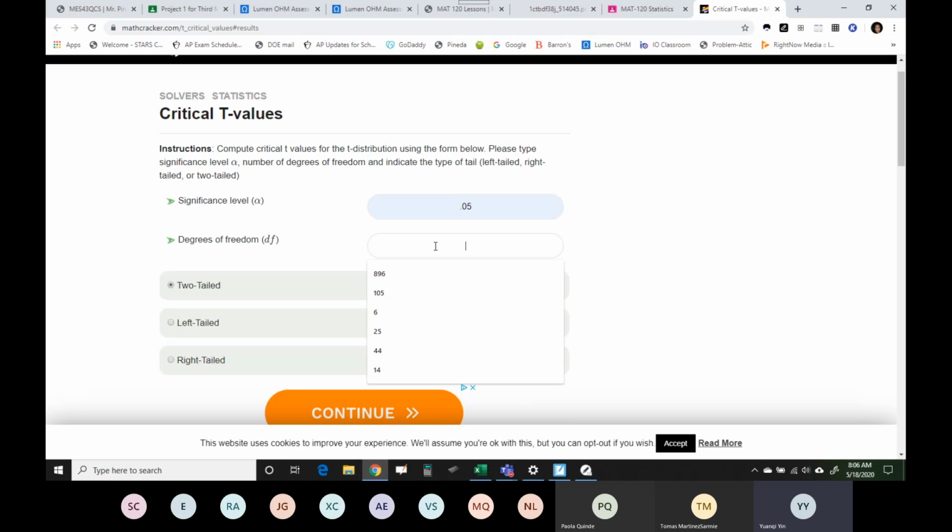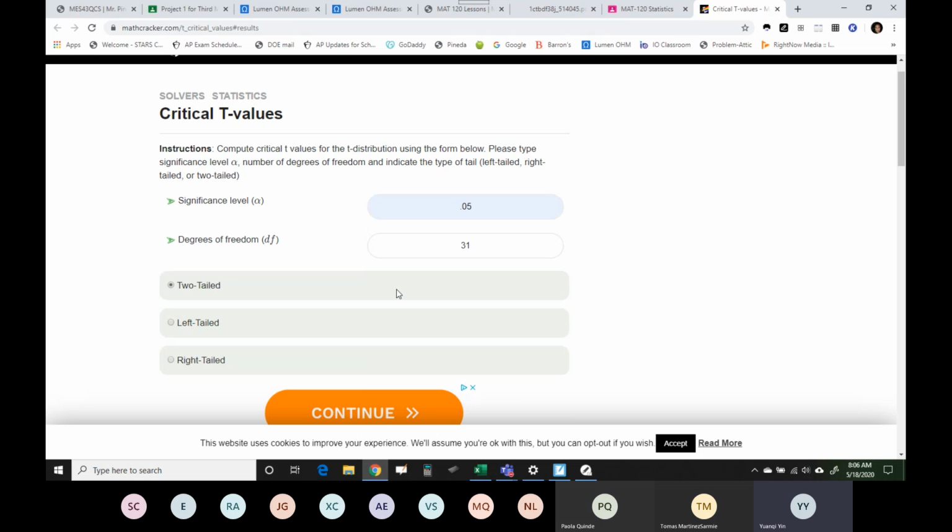Very good, 32, and if we subtract 1, it will be 31. Now, this calculator divides the tails for you. If you're doing a two-tail test, be careful. If you select the wrong one, then it's going to put all the information on one side, and that's not what you want.